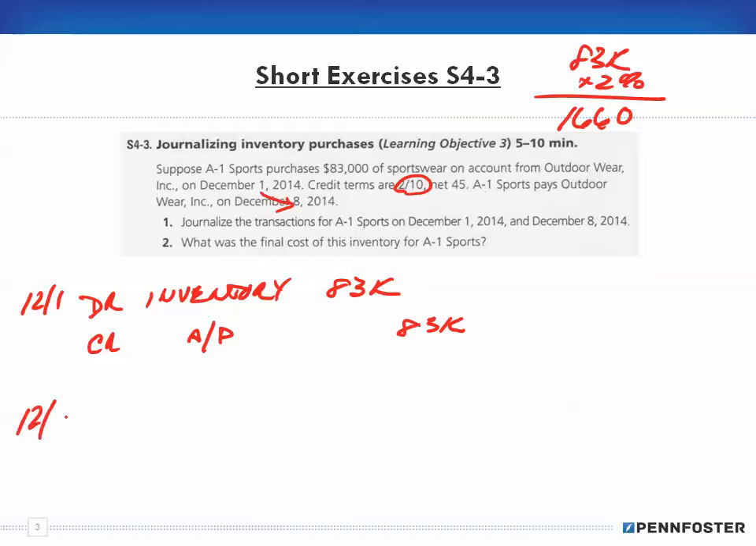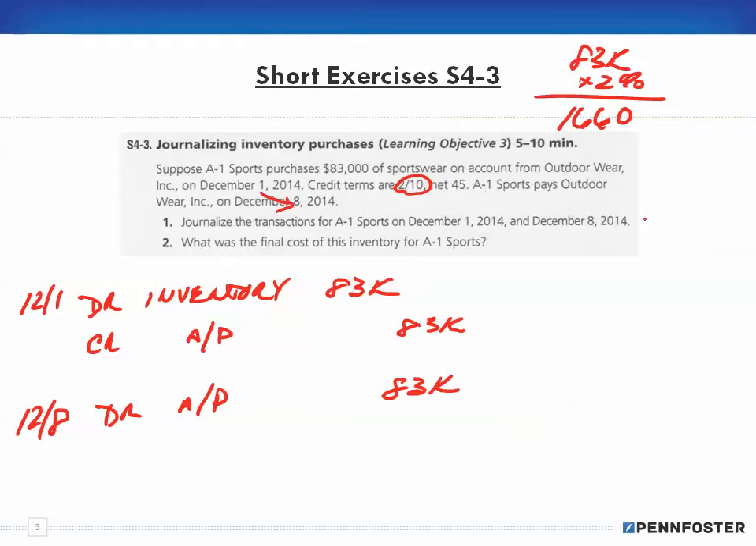Now, my journal entry, 12/8. I'm paying off my accounts payable, right? It says here, credit terms are 2/10, and A1 Sports pays Outdoor Wear on December 8th. So I'm paying off my accounts payable. If I'm paying off my accounts payable, that means I have to debit my accounts payable for the 83,000. Now, if my debits have to equal credits, I have to credit something else. Well, obviously, I'm paying cash, right?